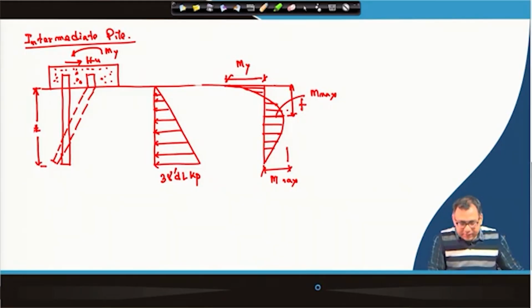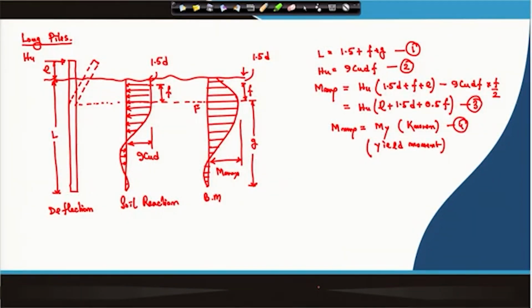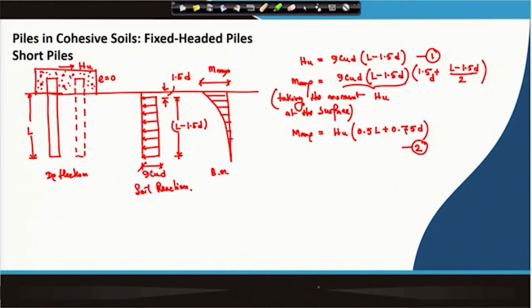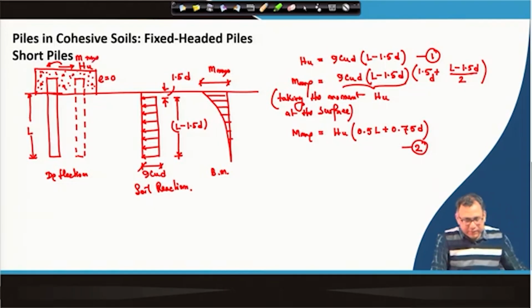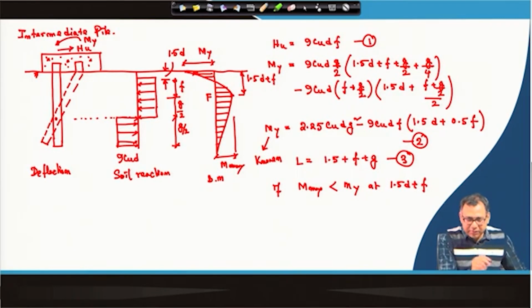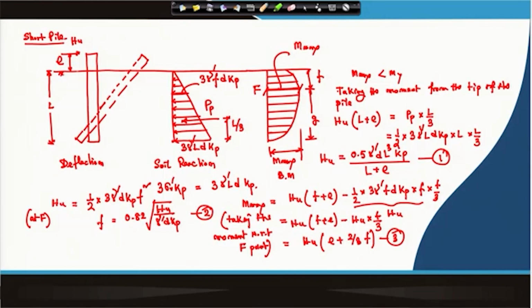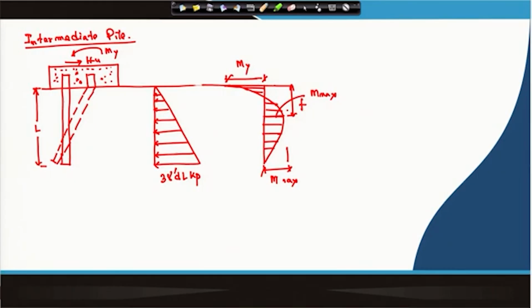So, I can see whether all the cases have the M value properly or not. Let us see, for the previous cohesive soil short pile there is no M. This is for the short pile fixed headed pile, so there will be one moment here. That moment is the maximum moment, M max. There will be one moment here, this will be My, here again this will be My. Now I have to consider here this is M max, this is My.